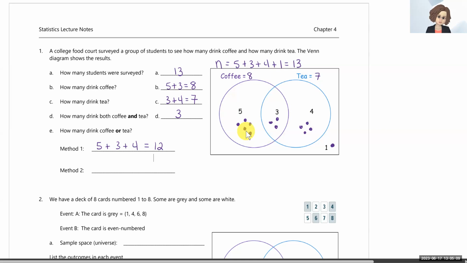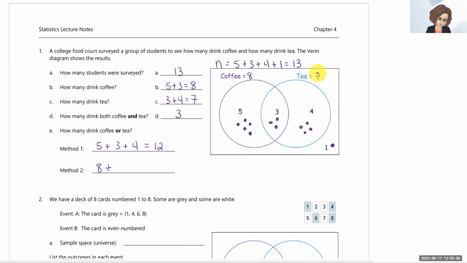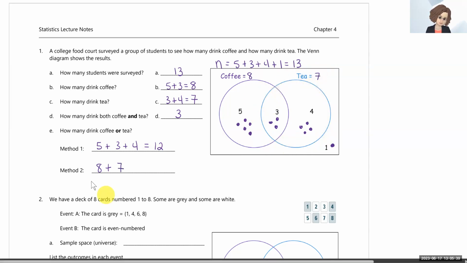So we combine the events. That's union, or or. There's another method that we can use that will be showing up later, and we'll take a look at that now. How many drink coffee or tea? Let's take all our coffee drinkers. If we took all our coffee drinkers, there would be 8, plus all of our tea drinkers. If we did the total tea drinkers, that would be 7. But 8 plus 7 would be 15, which is not the answer.